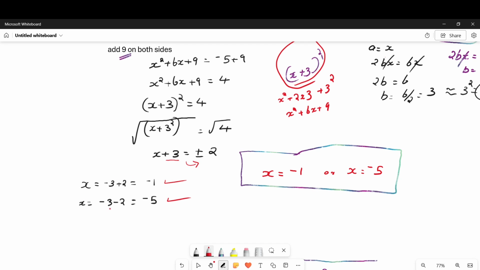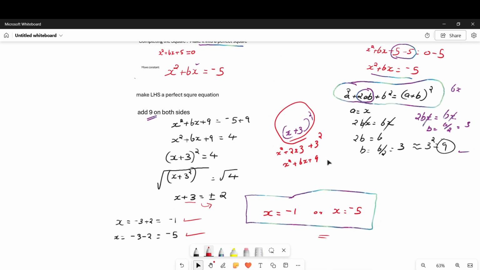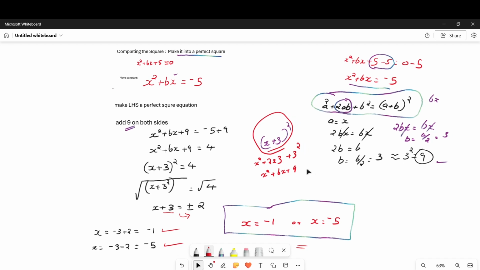So the answer of this quadratic equation is two values of x: x is equal to minus 1 or x is equal to minus 5. This is the final answer of the quadratic equation. How did we solve this one? Using perfect square: make the left hand side into a perfect square, so we can solve very easily. This only happens when it's possible to make the left hand side into a perfect square. If we cannot do that, then you need to try the other options.